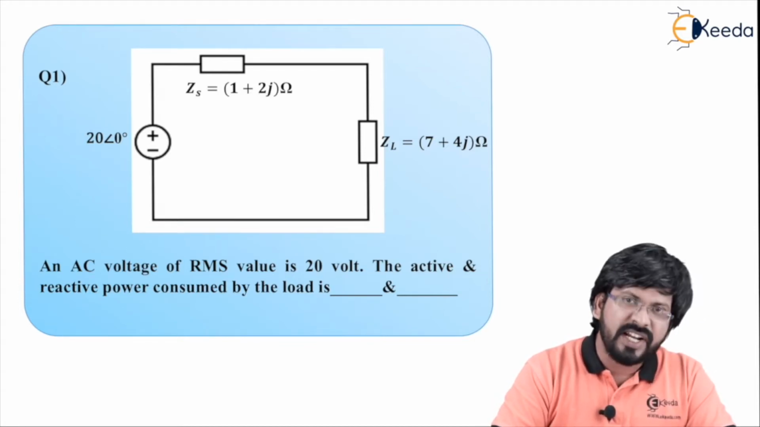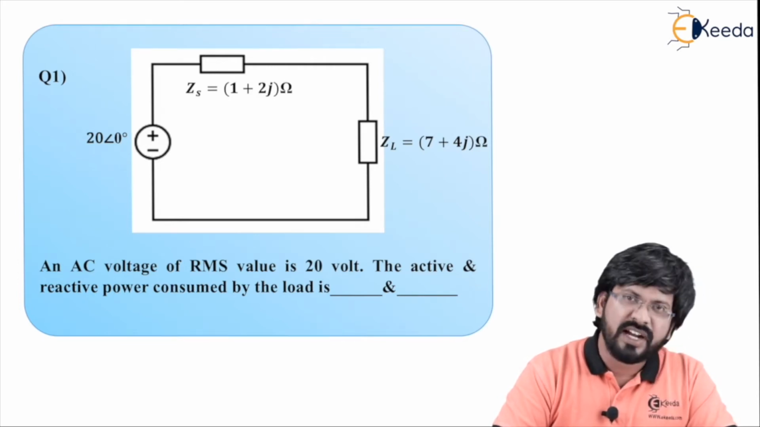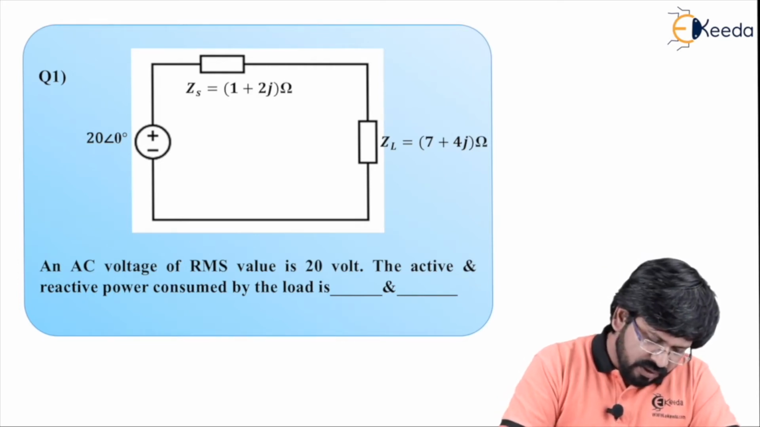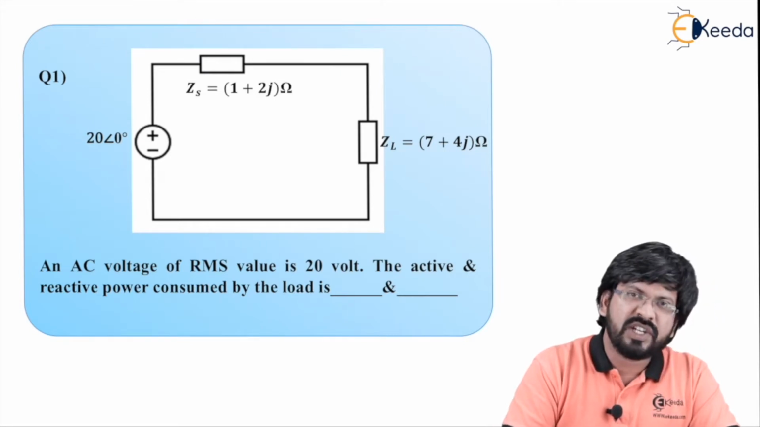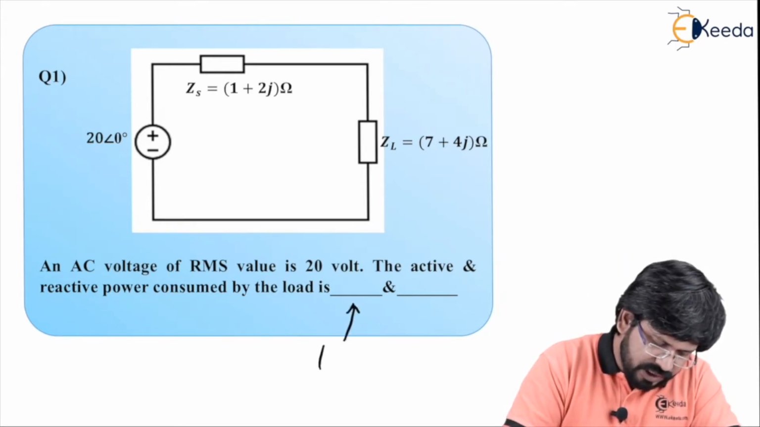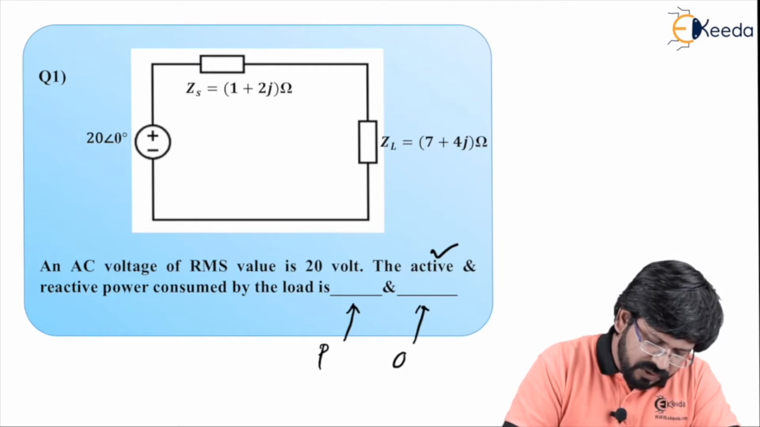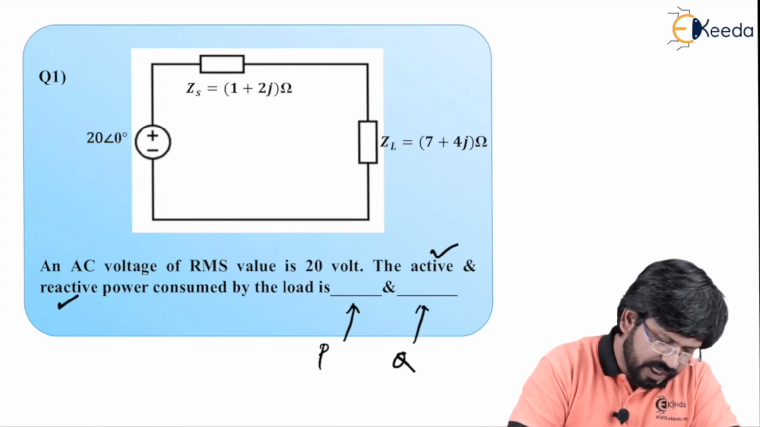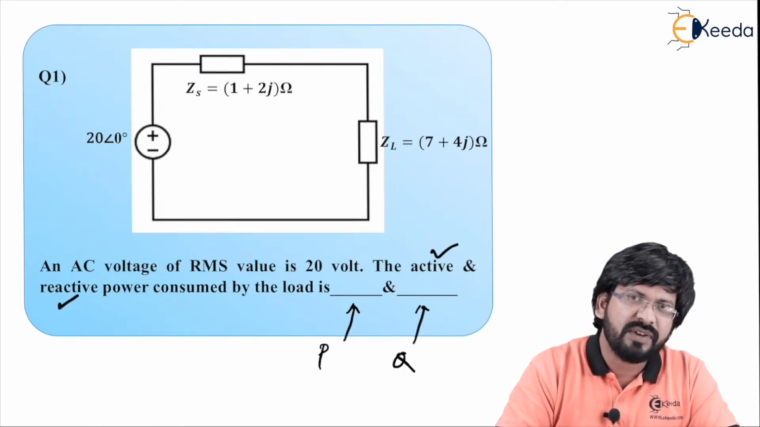The active and reactive power consumed by the load is dash and dash. Means in the first part they are asking you the value of P, that is active power, and in the second part they are asking you the value of Q, that is nothing but reactive power. So in this place we need to substitute the value of P, which is called active power, and in this place we have to place the value of Q, which is nothing but reactive power. Let's see how we can handle this.